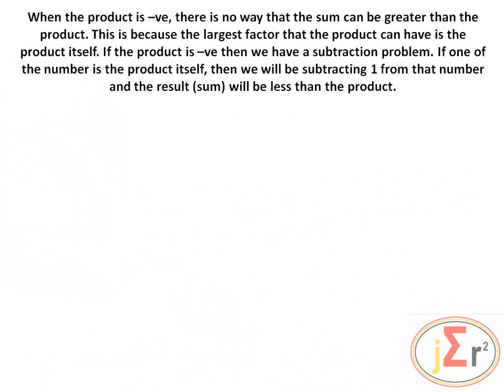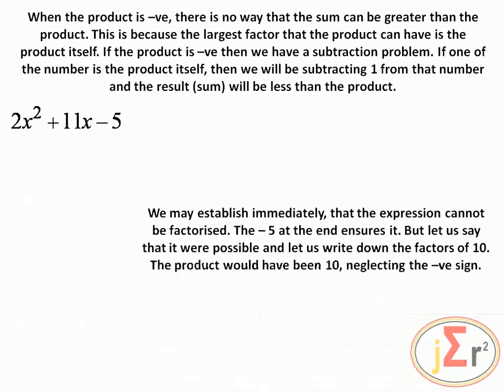This is because the largest factor that the product can have, as we said on the previous slide, is the product itself. If the product is negative, then we have a subtraction problem. If one of the numbers is the product itself, then we will be subtracting 1 from that number, and the result, which is the sum, will be less than the product. So let us take a look at an example of what that means.